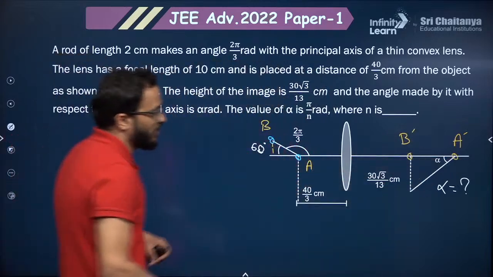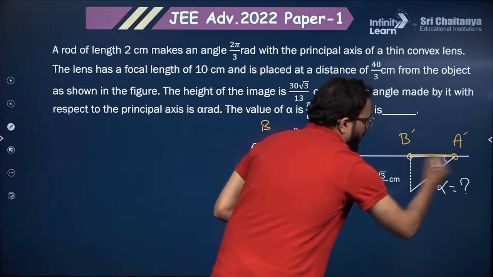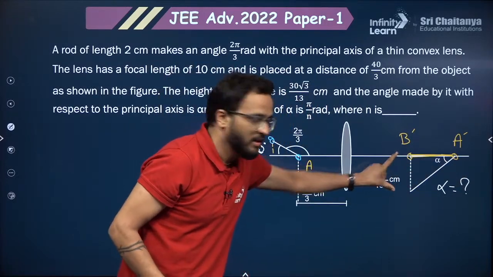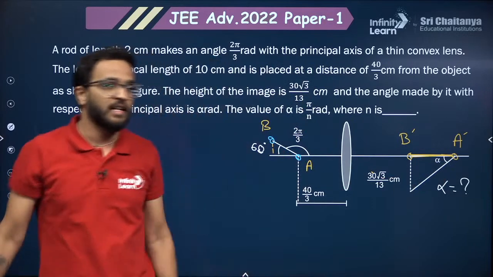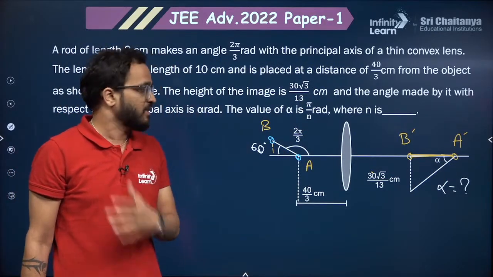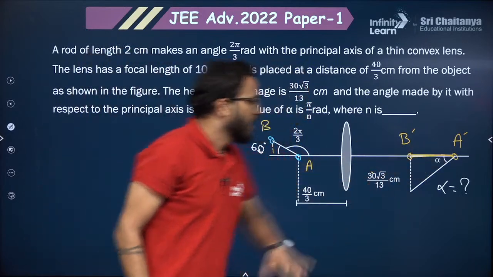So we just have to figure out this length. If we somehow know this length, students, this height is already given, so we can clearly figure out the value of angle alpha, yes or no? So our major challenge here is to find out this A dash B dash. Now this will become simple.